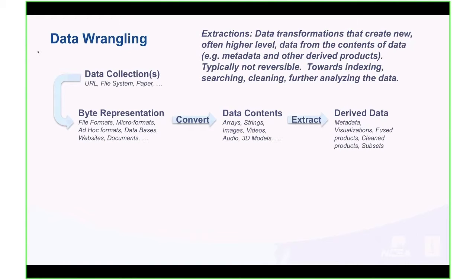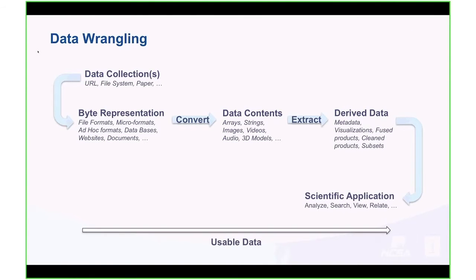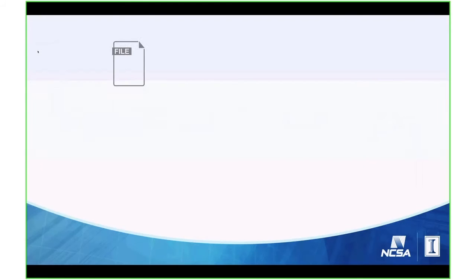And so this is the second type of transformation that Brown Dog supports, all towards getting to where we want to be, some sort of scientific application which can take it from here to do further analysis on the data and so forth. And so the idea here is as we move from left to right, we're moving towards more usable data for the scientist versus the raw data in the beginning.